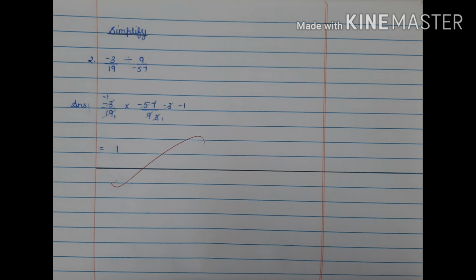Question number 2. Minus 3 by 19 divided by 9 by minus 57. So in this case, we can't divide it directly. So we take the reciprocal of the second number. So 9 by minus 57 becomes minus 57 by 9. As we take its reciprocal, division turns into multiplication. So this step can be written as minus 3 by 19 into minus 57 by 9. Now we must simplify it. So we get 1 by 1, which is 1. So your answer is 1.